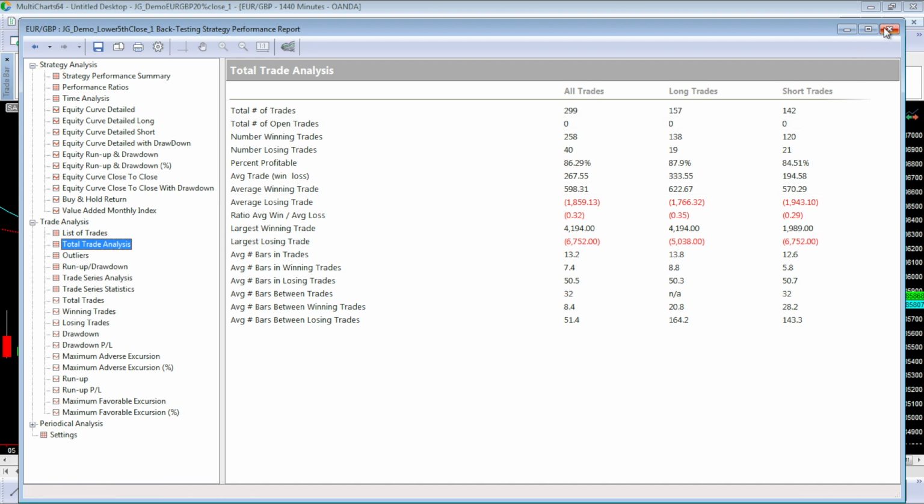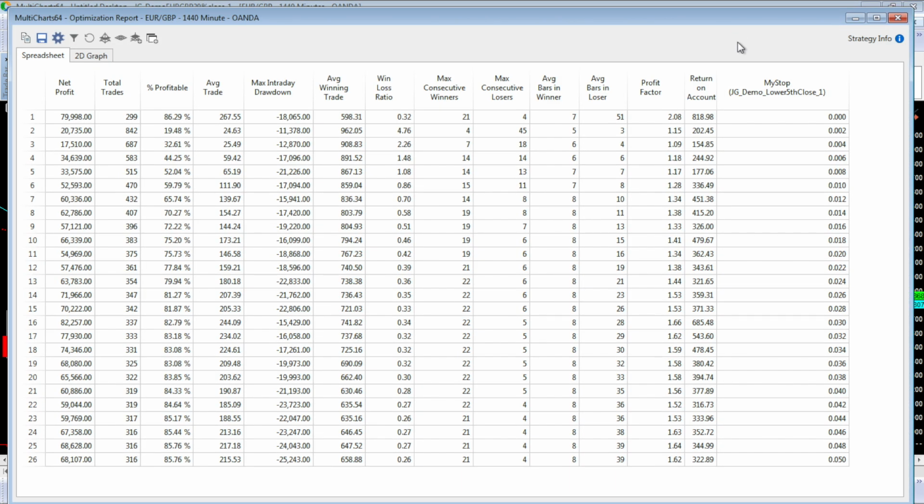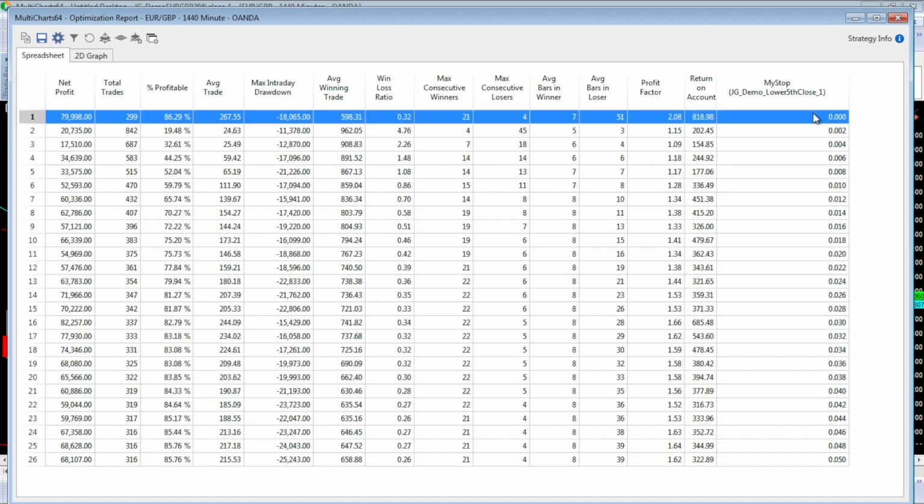So I had run an optimization on the stop loss value, and I've used an amount of pips. You can see here we've got an input which is my stop, and I've gone from 0, which is no stop loss at all, and you can see that the net profit is that 79,000, which we've just seen in the performance report, and I've gone from 0 through to 500 pips, in increments of 20 pips.